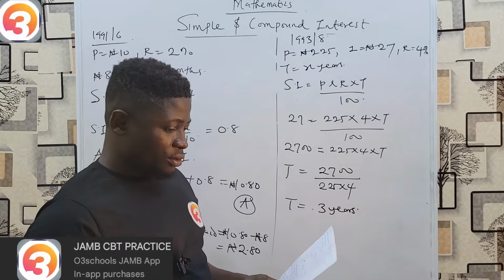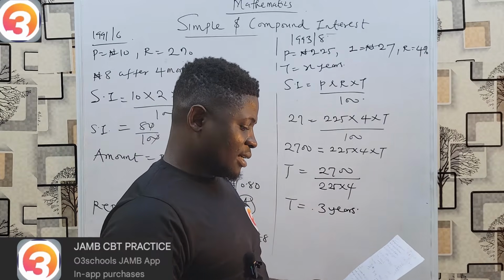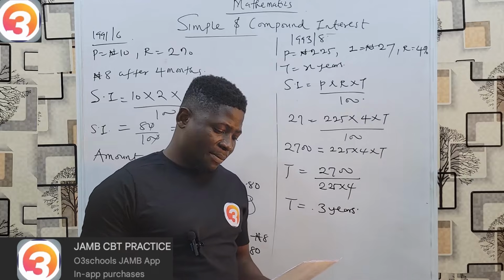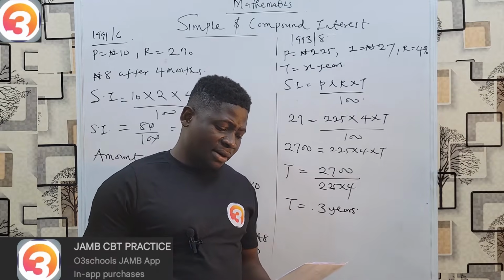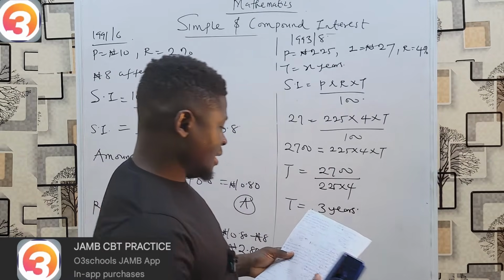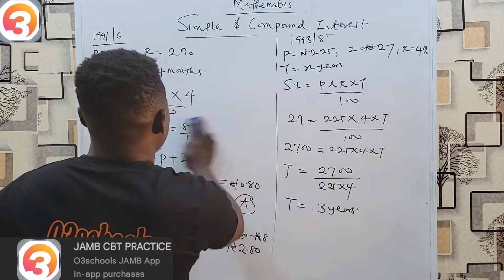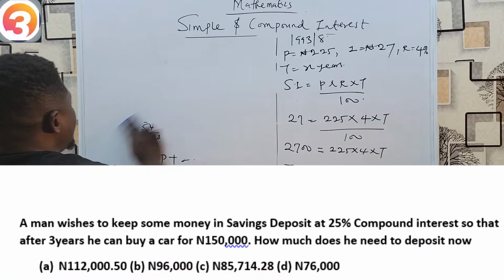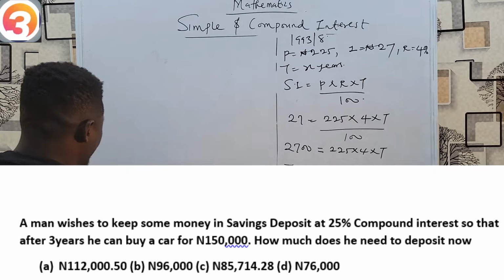All right. So having done that, what is left for us to do isn't much. So let's look at another question from the O3 Schools JAMB app. I'm not very particular about this one because I don't think I put it down when I was writing this question down. But I'll look for it. You'll see the question at the side of your screen.